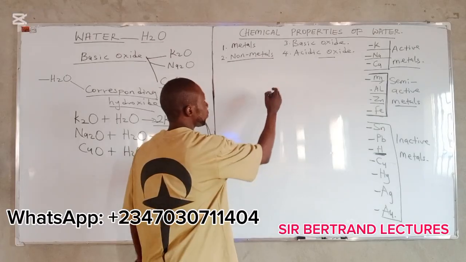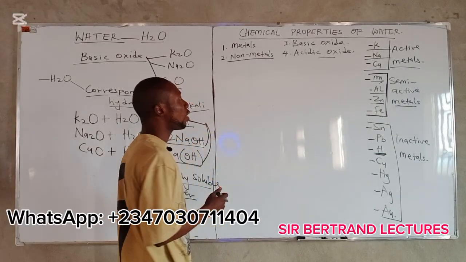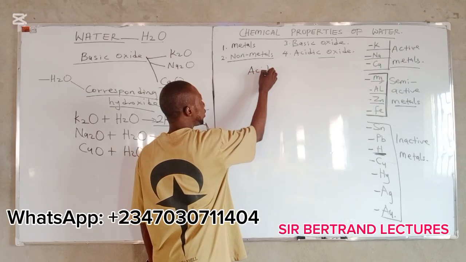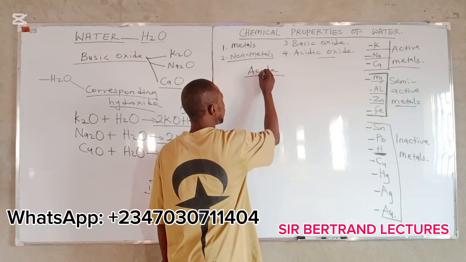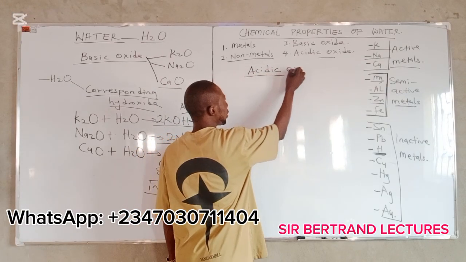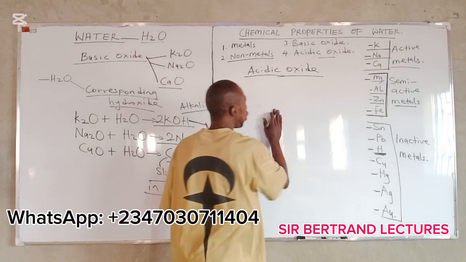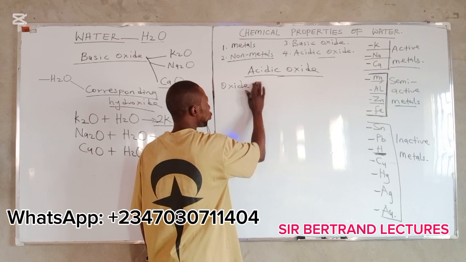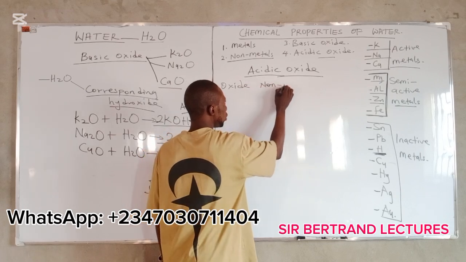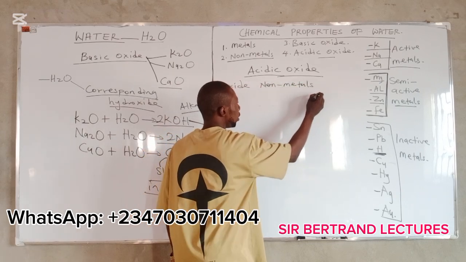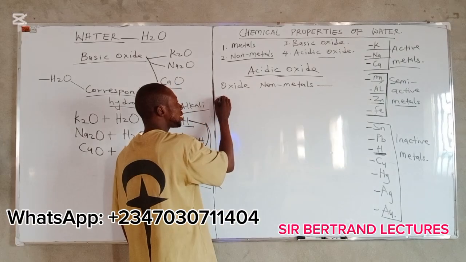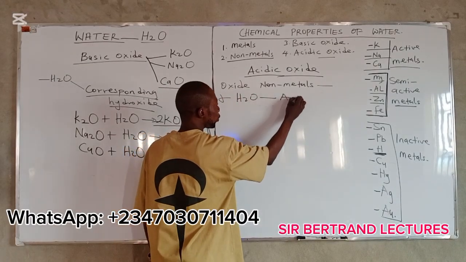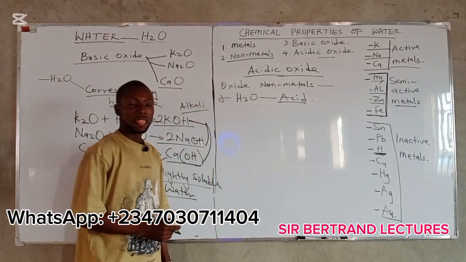Now let's look at chemical properties of water number 4, which is the reaction with acidic oxide. Acidic oxides here are those oxides of non-metals that react with water to produce what? To produce acid. All right?